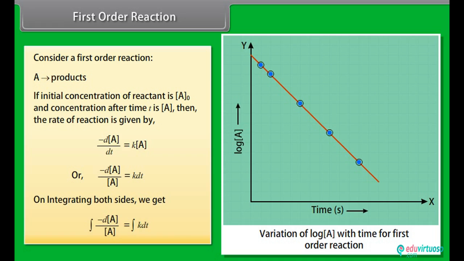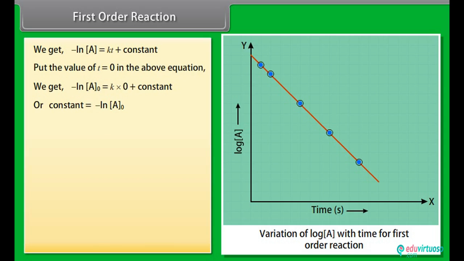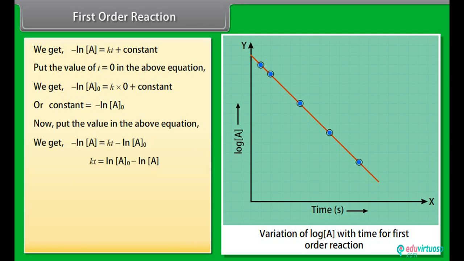On integrating both sides, we get minus natural log of A is equal to Kt plus constant. Put the value of t equal to 0 in the above equation, and we get constant is equal to minus natural log of A naught. Now put the value in the above equation and we get minus natural log of A is equal to Kt minus natural log of A naught.